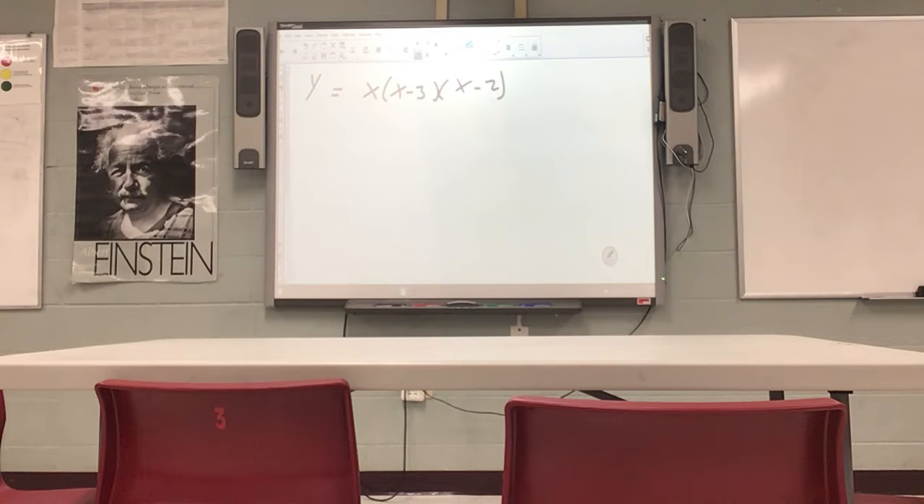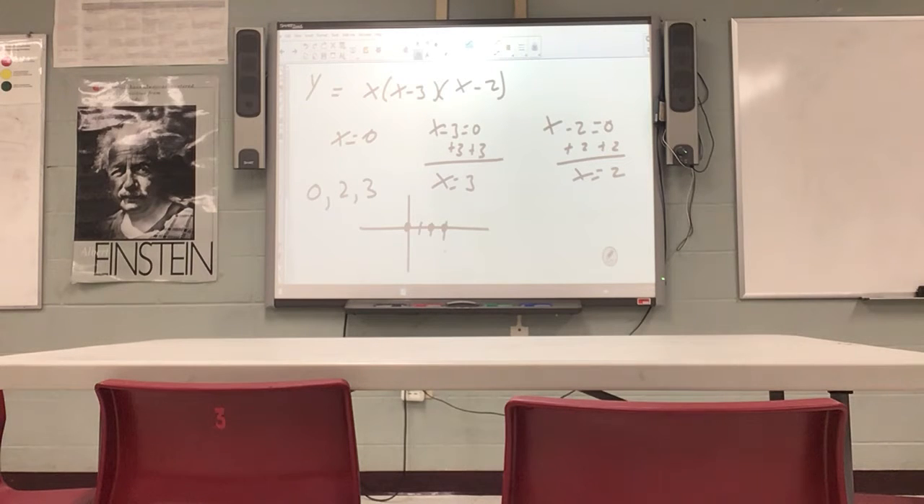So take this first one, x equals 0. Take the second one, x minus 3 equals 0, and that means x equals 3. And then the last one, x minus 2 equals 0, means x equals 2. So we have zeros at 0, 2, if I put them in numerical order, and 3. So that means on our graph, we're going to cross here at 0, we're going to cross here at 2, and we're going to cross here at 3.